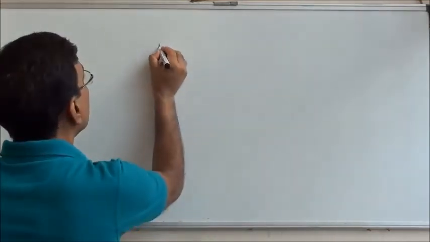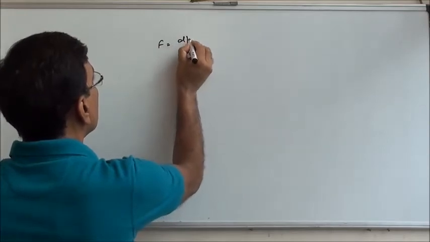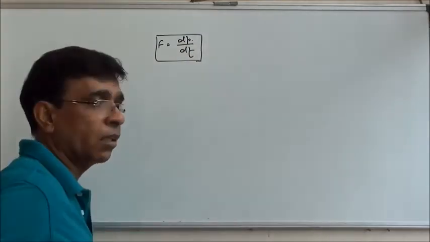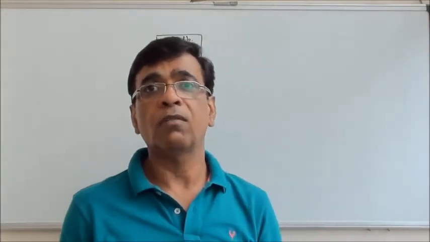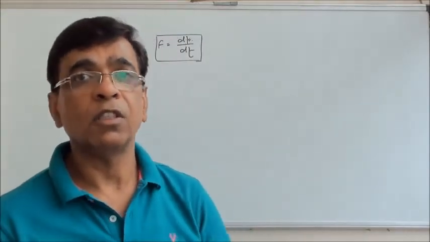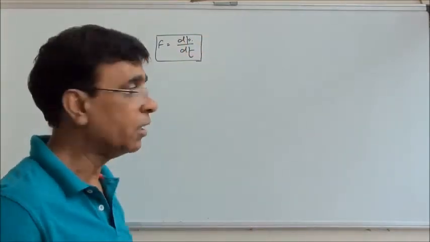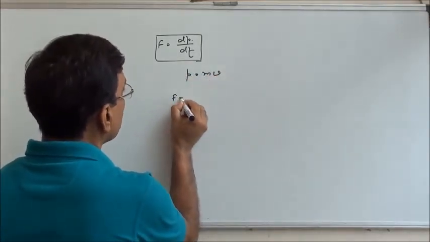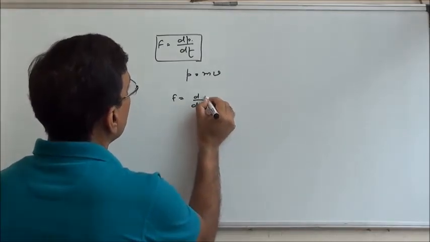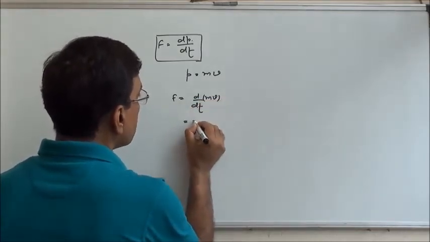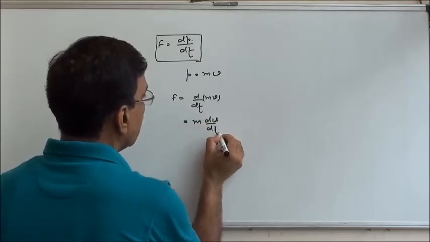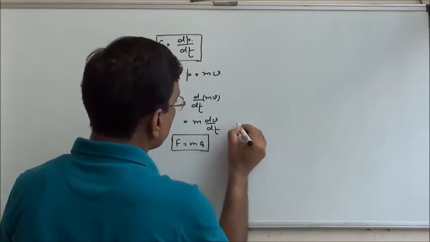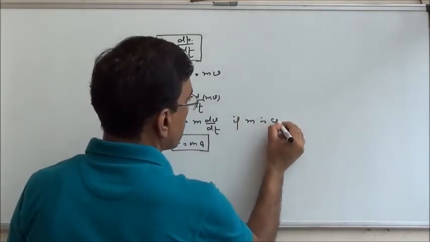We can also write it dP by dt. For a smaller interval, if the force acting is changing, then we have to choose a very small interval of time. For that interval, if the change in momentum is just dP, so F is dP by dt. P is mass into velocity. So I can also write it d by dt of mv. If mass is constant, it becomes m dv by dt, and it is m into a, if m is constant.